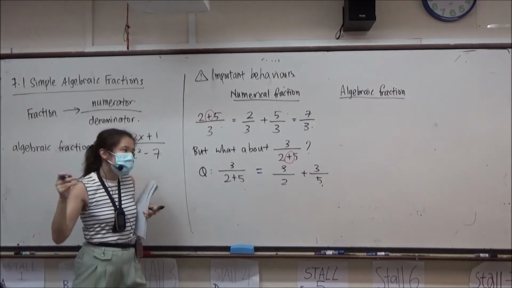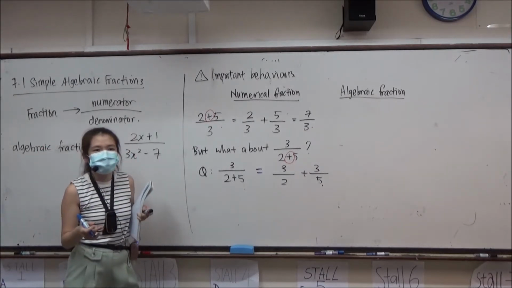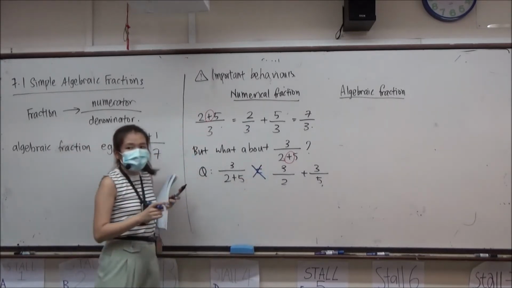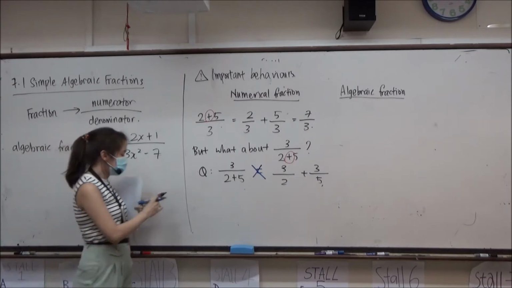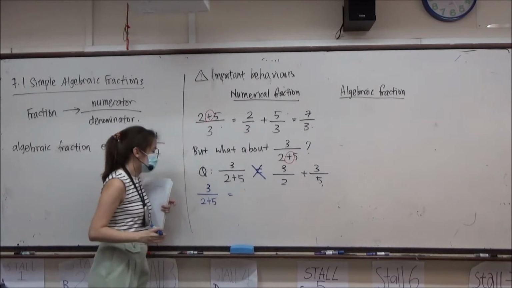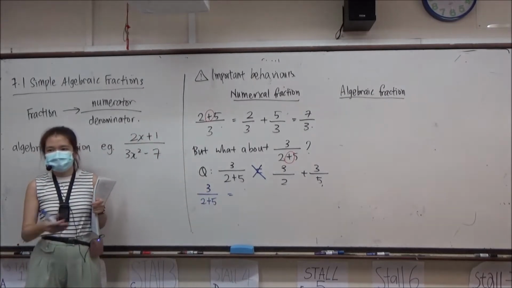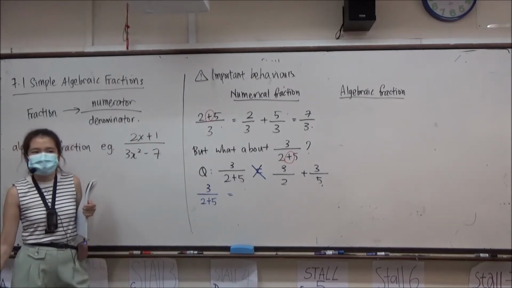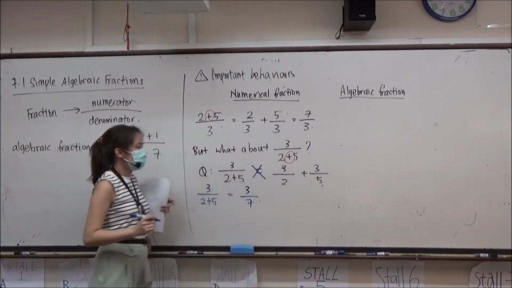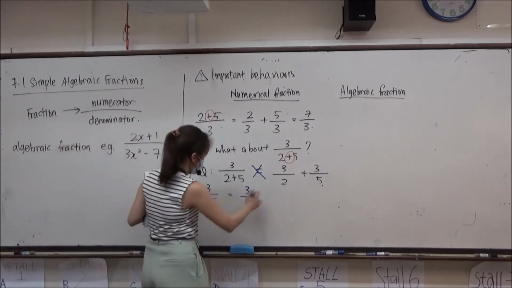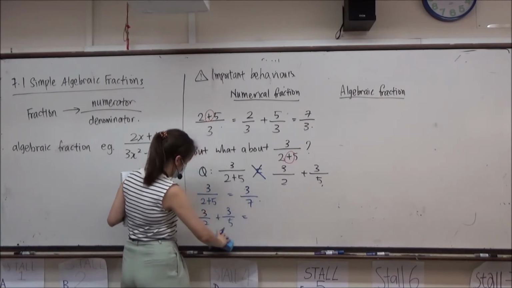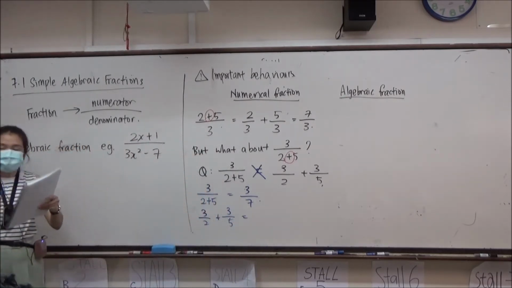Surely this one you can be sure of if you press the calculator, right? So the answer is that it is not equal. Now, why is that so? Take out your calculator. Tell me, 3 over 2 plus 5. Actually, you don't really need a calculator. You can tell me what the fraction is. The answer is 3 over 7. Then what about the right side? If I were to think about 3 over 2 plus 3 over 5, press your calculator and tell me. What would it be?